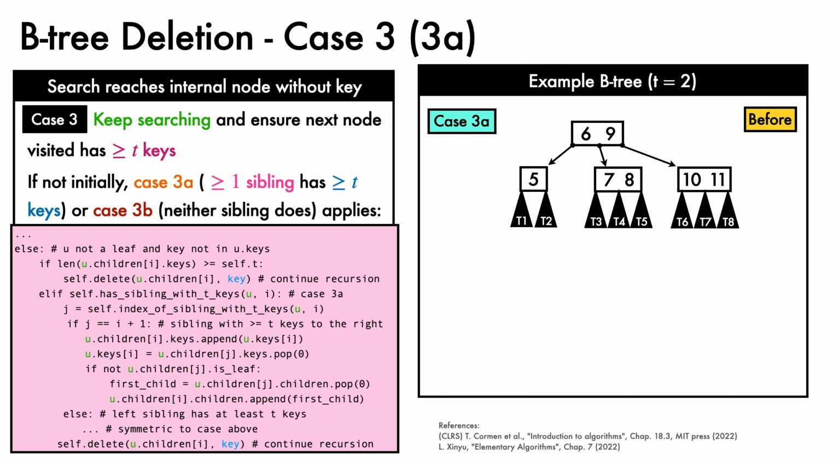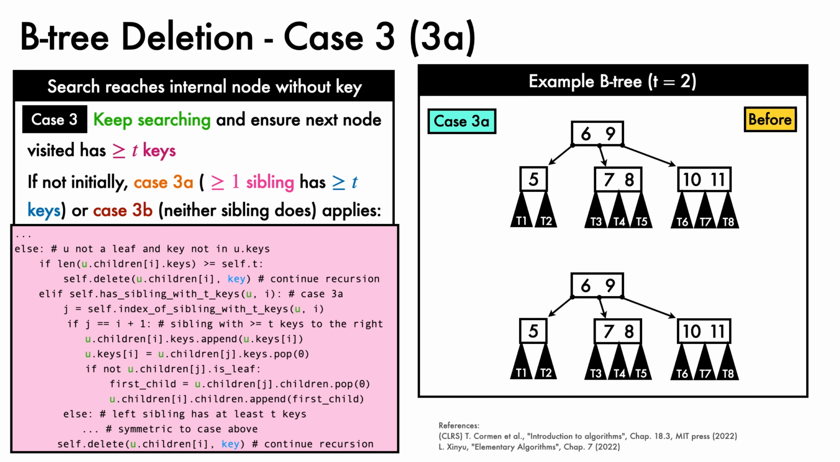Let's look at case 3a on this example B-tree, which we duplicate for clarity. We'll assume that we are calling delete with key 5. The next node we would like to travel down to in our deletion search is the leftmost node corresponding to i equals 0. However, this node doesn't have t keys. Fortunately, its right sibling does, so our conditional evaluates to true. We get the index of the sibling with t keys, which here gives j equals 1. We check which sibling we are dealing with, which here is the one to the right.